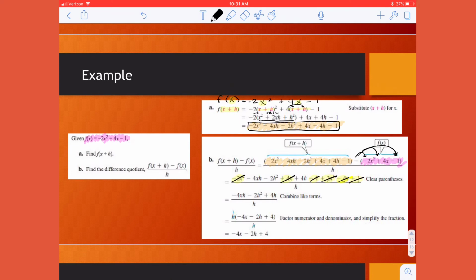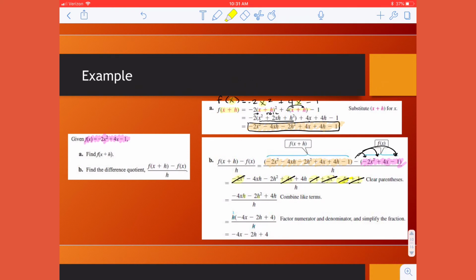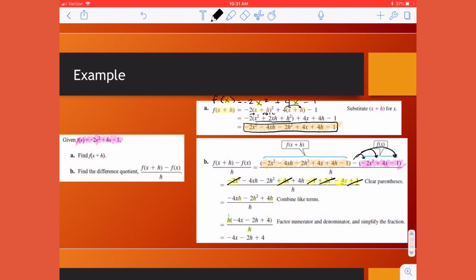So now I have negative 4xh minus 2h squared plus 4h divided by h. I can take out a GCF of h because I noticed this term has an h, this term has an h, and this term has an h. So I took out that GCF, and I'm left with negative 4x minus 2h plus 4. But because I have an h on top and bottom, I know that those just cancel each other out. And I am left with the final answer of negative 4x minus 2h plus 4.